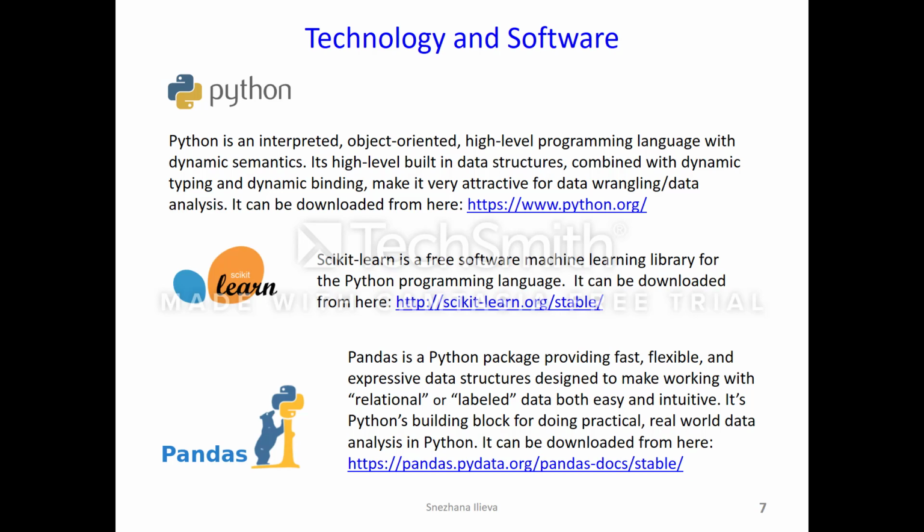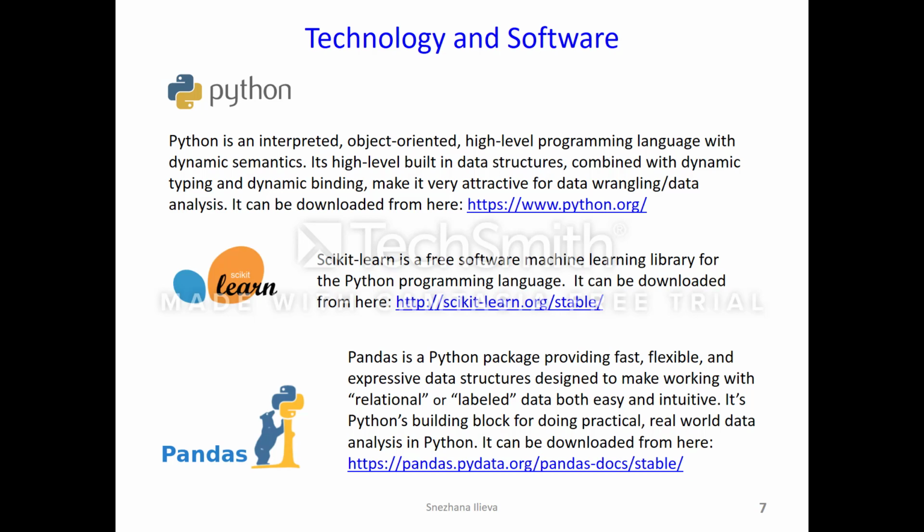Python is an interpreted object-oriented high-level programming language with dynamic semantics. Its high-level built-in data structures, combined with dynamic typing and dynamic binding, make it very attractive for data wrangling, which is what I used it for in my project. It can be downloaded from python.org. Scikit-learn is a machine learning library for Python. It can be downloaded from scikit-learn.org/stable/.